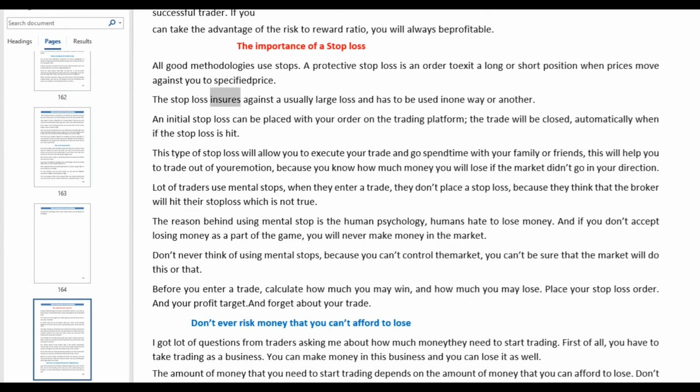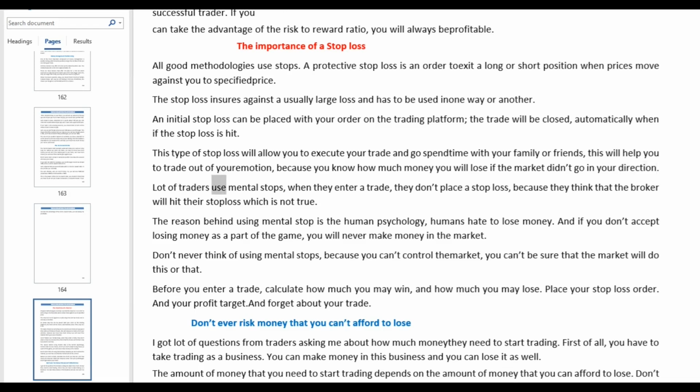The stop loss ensures against a usually large loss and has to be used in one way or another. An initial stop loss can be placed with your order on the trading platform. The trade will be closed automatically if the stop loss is hit. This type of stop loss will allow you to execute your trade and go spend time with your family or friends. This will help you to trade out of your emotion, because you know how much money you will lose if the market didn't go in your direction.